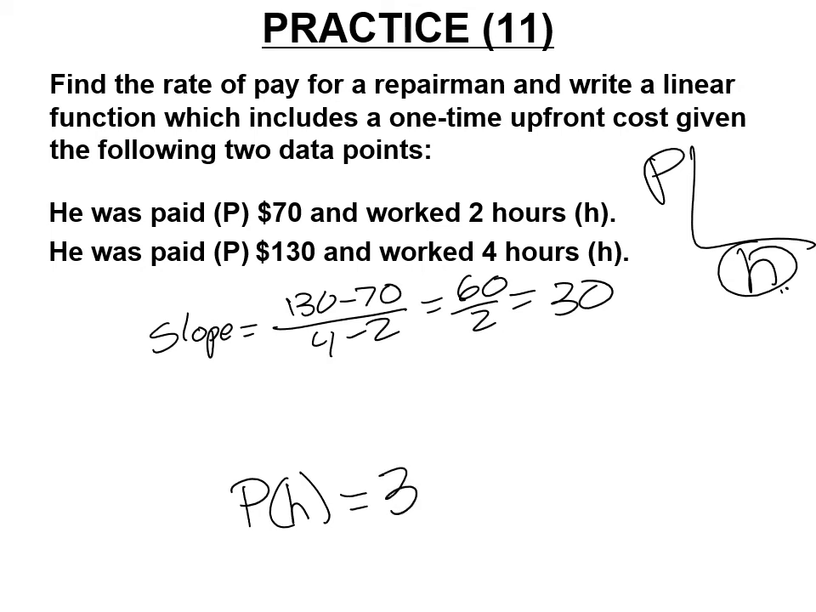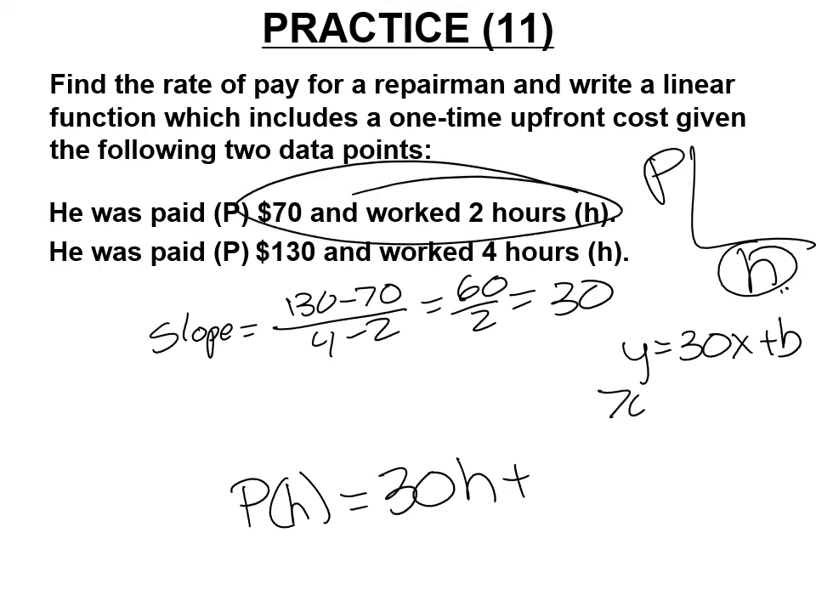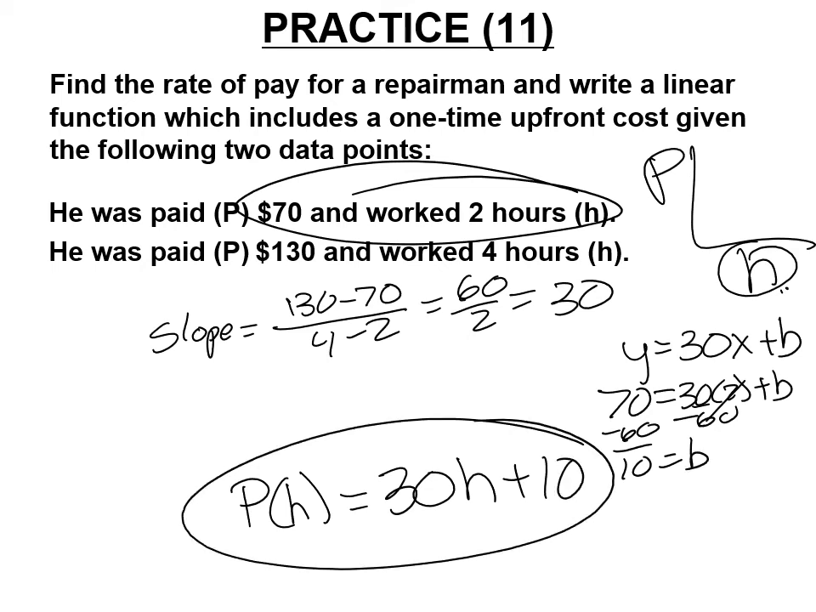So P of H equals 30H plus, now we need a y-intercept. How do we do that? Y equals mx plus b. So y equals 30x plus b. Pick a point. I'll use 70 and 2. Right? 70 equals 30 times 2 plus b. 30 times 2 is 60. Subtract 60 from both sides. 10 equals b. So it is P of H equals 30H plus 10. He gets paid $30 per hour plus just $10 for showing up. That's ridiculously cheap. In reality, it's much more.